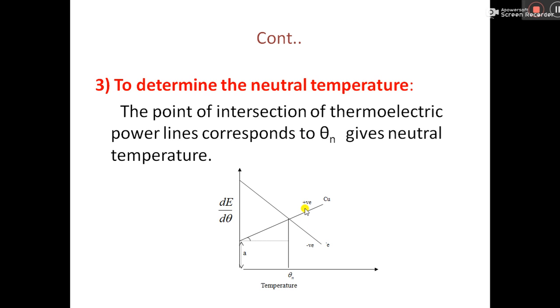The slope of this copper power line is positive, then this is positive Thomson effect. The slope is negative for the metal iron, and this shows the negative Thomson effect. The intercept is A, and here the slope is tan θ.